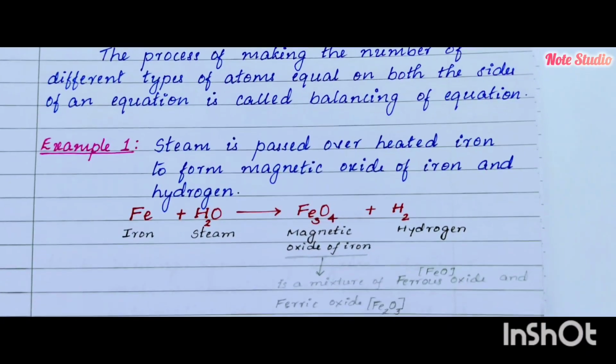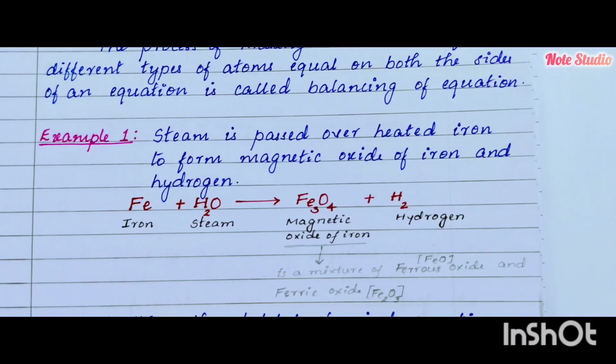Now this magnetic oxide of iron is a combination or mixture of two different compounds. One is ferrous oxide and another one is ferric oxide. Ferrous oxide is FeO formula. Ferric oxide is Fe2O3. When we combine these two, we are getting Fe3O4. Understood?